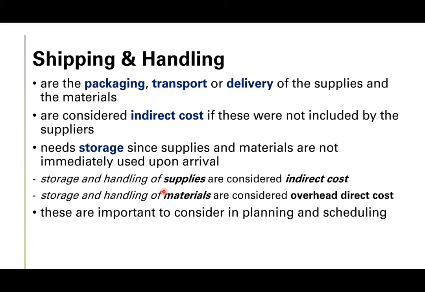For example, you have a circuit breaker of 30,000, or let's say for a smaller residential circuit breaker, let's say 5,000, and it's already included, since you don't need to store a smaller circuit breaker. Most of the time for the materials, it's already in the direct cost. Supplies, for example, a big transformer that you need to use, needs some storage. So it will be calculated in the indirect cost. Now these are important to consider when planning and scheduling in the project.